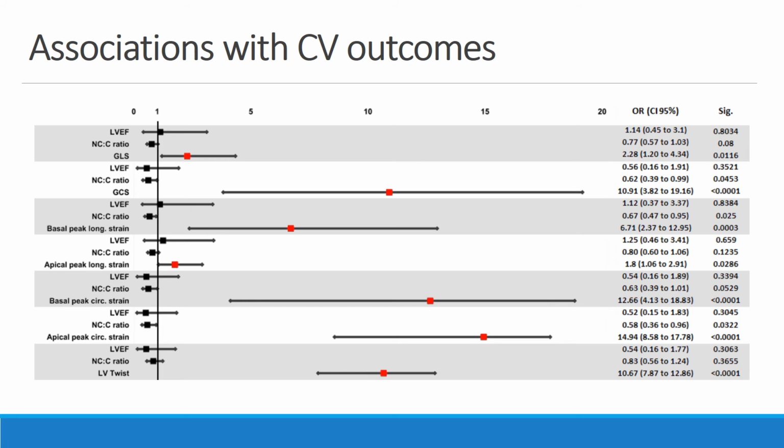And other parameters such as the apical peak circumferential strain was associated with 15-fold increase in risk of cardiovascular events, or LV twist that is associated with 11-fold increase in risk of cardiovascular event.